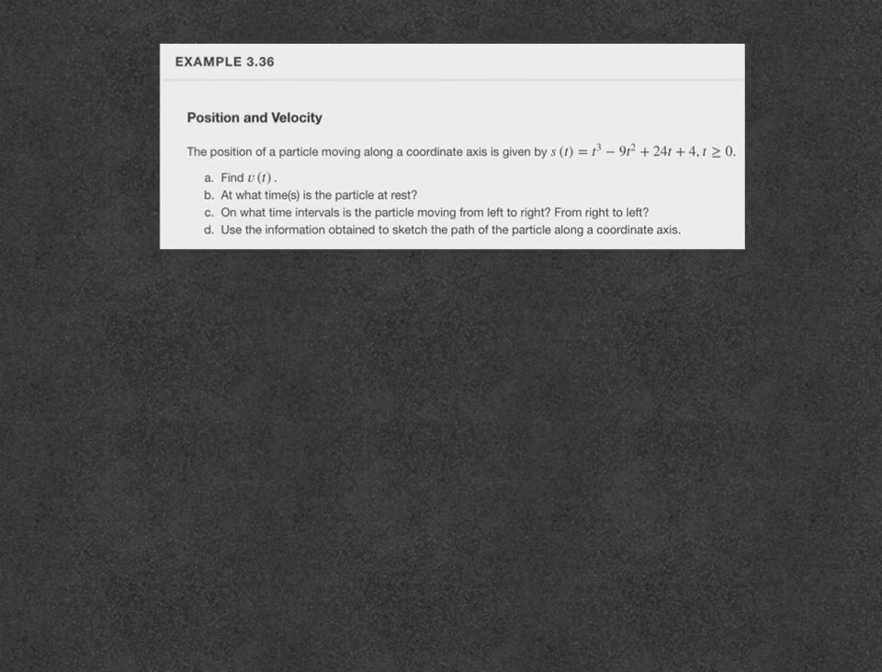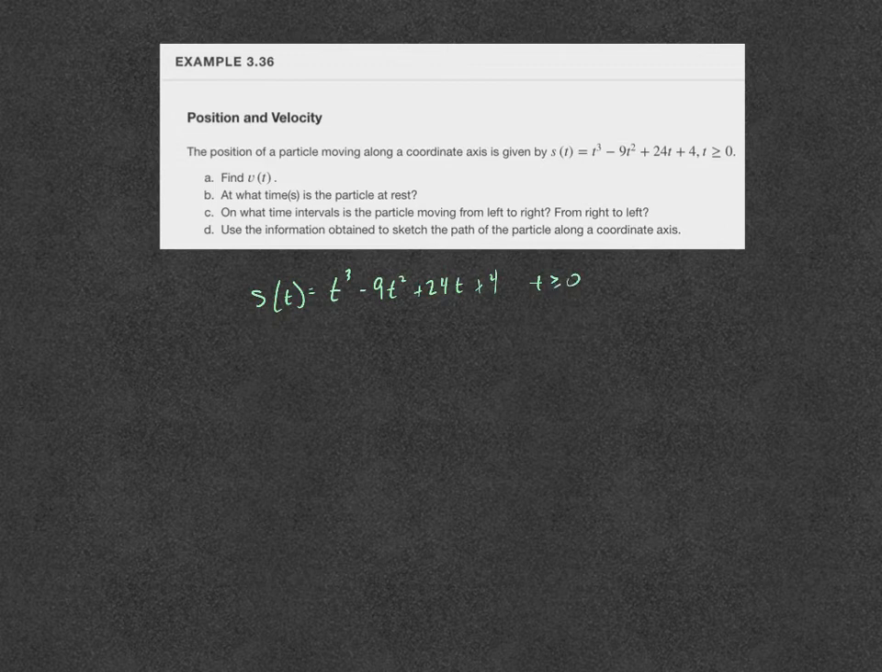Okay, let's look at another example here. So this next one, we're given an equation s of t. I'm going to rewrite it down here. S of t is t to the third power minus 9t squared plus 24t plus 4. And we're also told that t is greater than or equal to 0. This means we're dealing with positive values of t. And this is a particle that's moving along the coordinate axis.